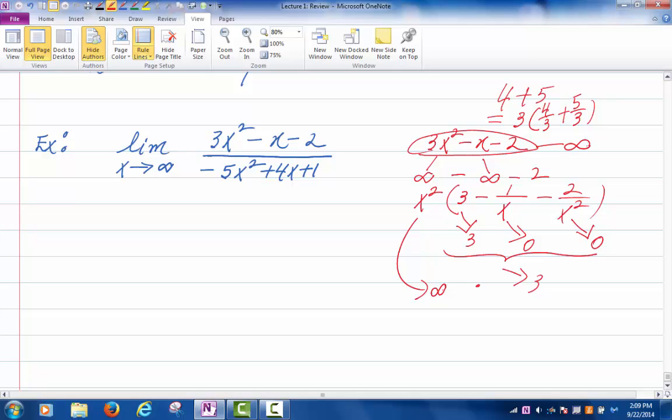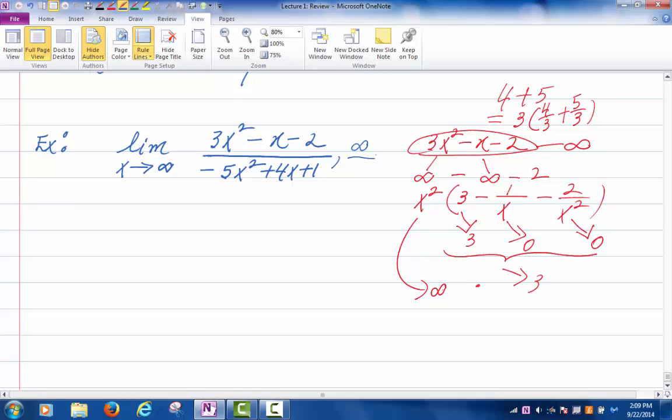Okay? So then coming back to my original question, what's the limit of the numerator? Well, all I have to look at is the limit of the dominating term, and the limit of the dominating term is infinity. What's the limit of the dominating term in the denominator?